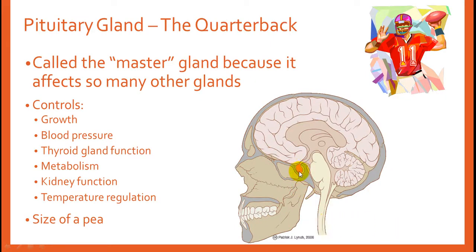So here it is hanging off the end of the hypothalamus. It's called the master gland because it affects so many other glands. It controls growth, blood pressure. By the way, the kidneys have a lot to do with blood pressure too, because that blood is coming into that capsule really hard like that. It can tell whether our blood pressure is high or low. Pretty cool. Thyroid gland function, metabolism, kidney function, temperature regulation. It's only about the size of a pea. Wow. And it controls all that.